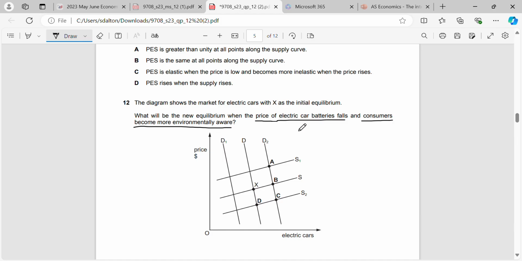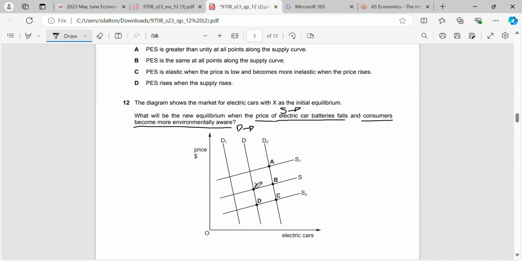Consumers becoming more environmentally aware, that's going to shift demand to the right, yeah? So we know straight away that the price of electric car batteries falling is going to shift our supply, because they always give one demand and one supply shift every single time these questions come up. Okay, you'll see that in the other papers. So just by common sense, our supply would have to increase as the price of the car batteries that we use has fallen, right?